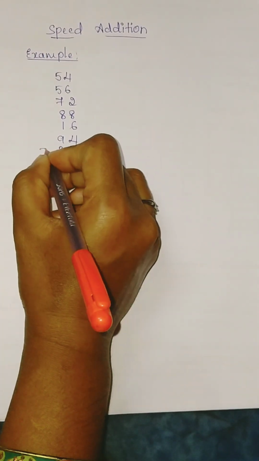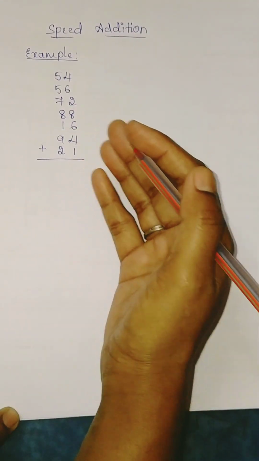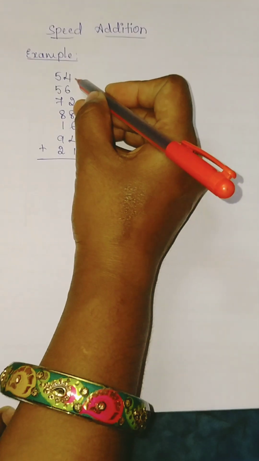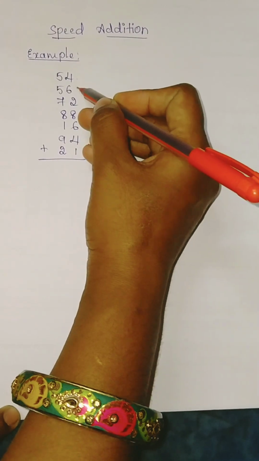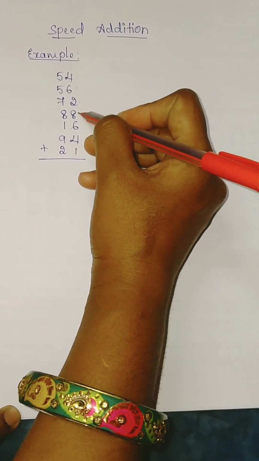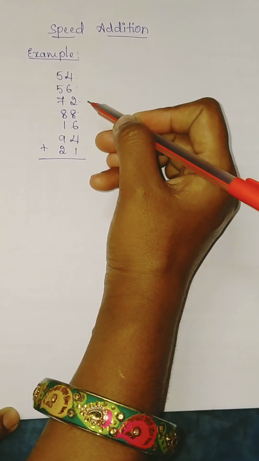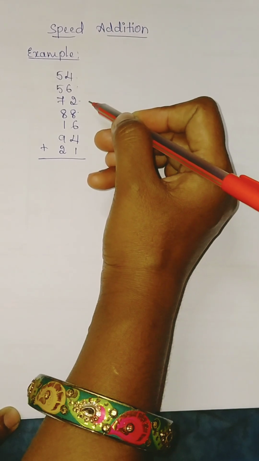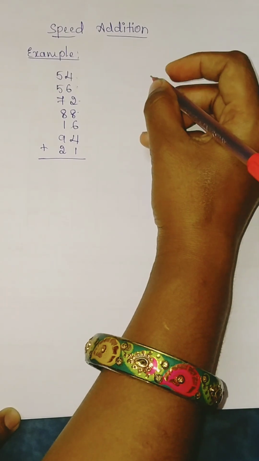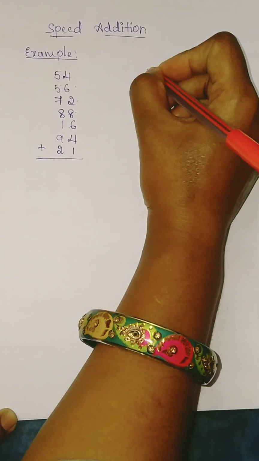Yeah, speed calculation. See, generally we have to do addition in a long procedure: 4 plus 6, 10, 10 plus 2, 12, 12 plus 8 is 20, like that. But there is another way, a trick or technique you need to follow in speed addition. Here the trick you have is friends.